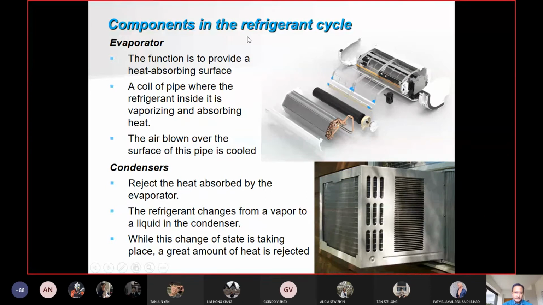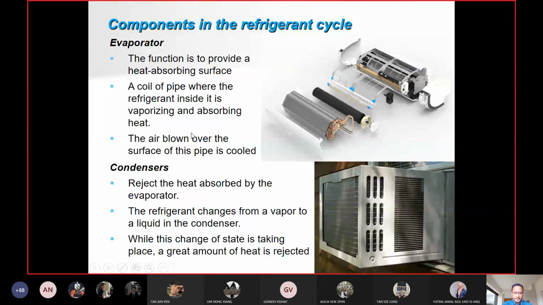Components in the refrigerant cycle: evaporator. This is the most important thing. The evaporator is basically this one. It's like a coil, and this is like a fin that helps to make the air cooler much faster.